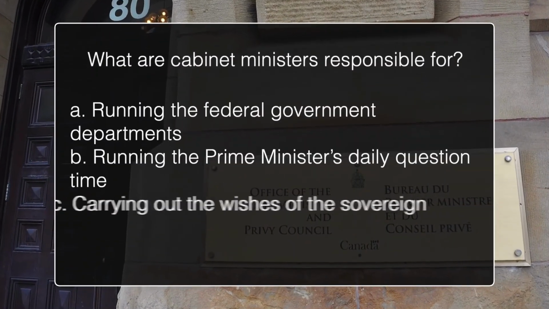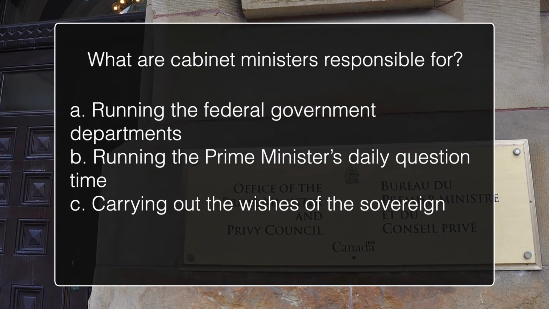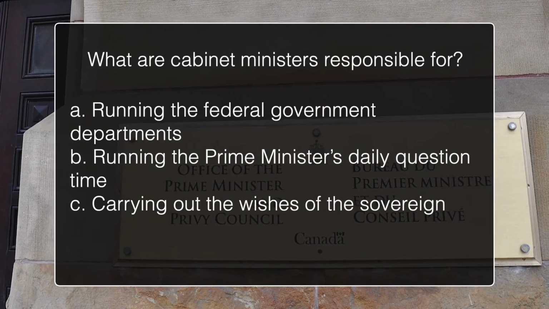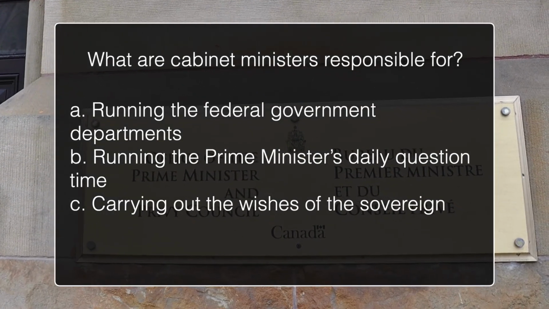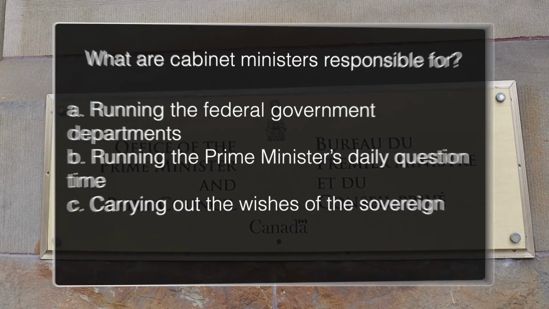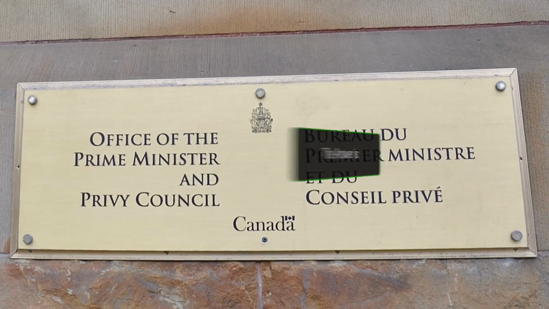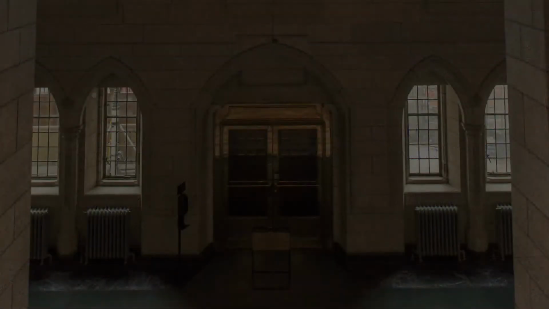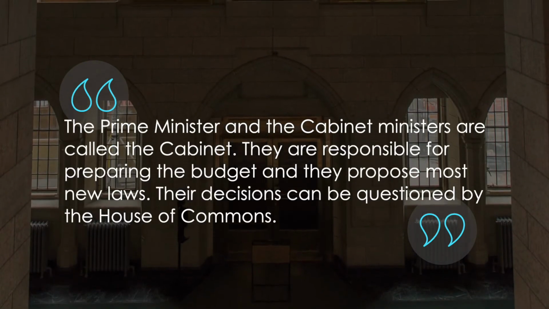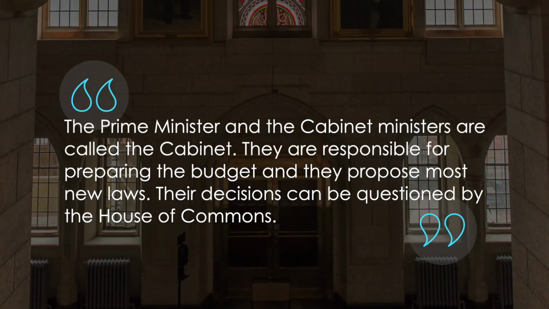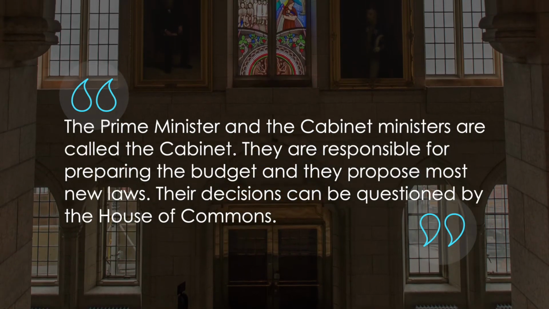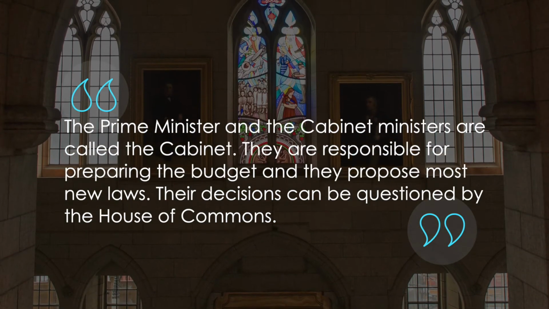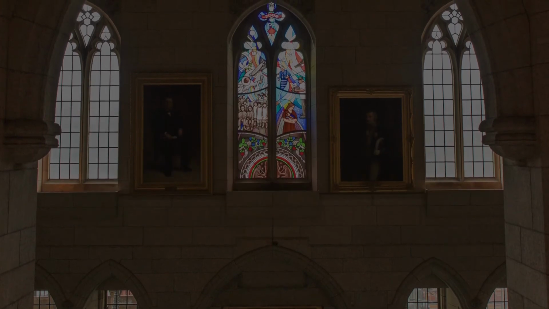What are cabinet ministers responsible for? Running the federal government departments, running the Prime Minister's daily question time, carrying out the wishes of the sovereign. The answer is running the federal government departments. The Prime Minister and the Cabinet Ministers are called the Cabinet. They are responsible for preparing the budget and they propose most new laws. Their decisions can be questioned by the House of Commons.